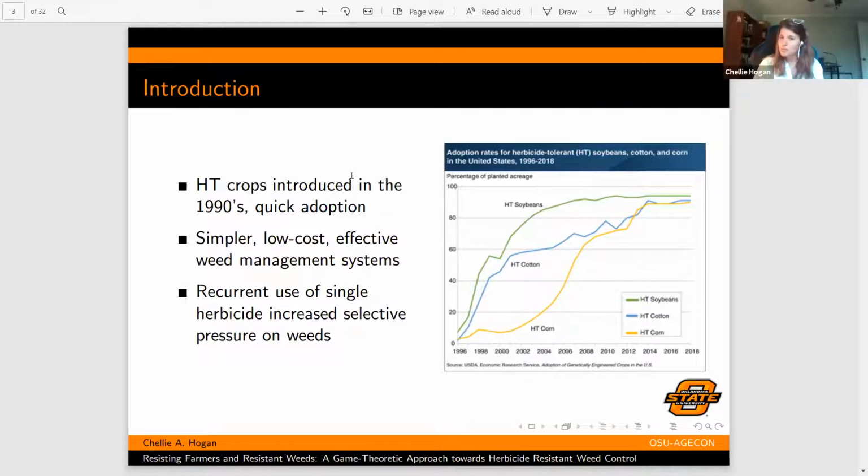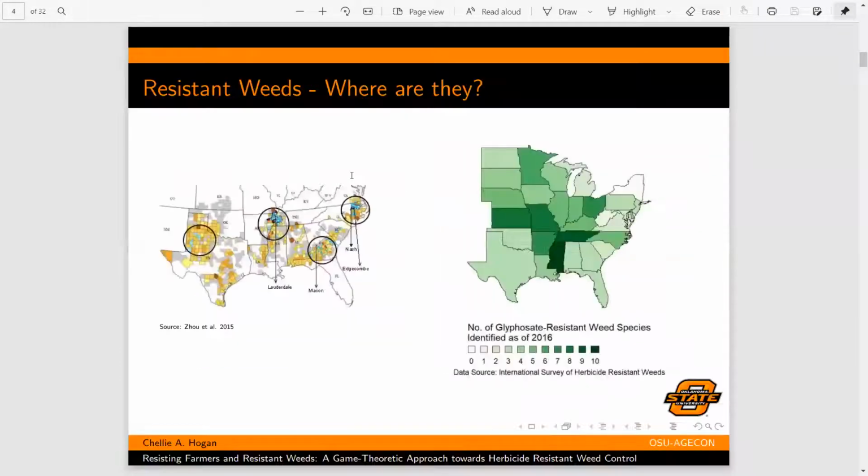But nothing in the world is perfect, unfortunately. So the recurrent use of single herbicides has really increased the selective pressure on weeds. So as this use of herbicide-tolerant crops has increased, so has the prevalence of herbicide-resistant weeds. So here are some figures to show where they are and snapshots of how it's changed.